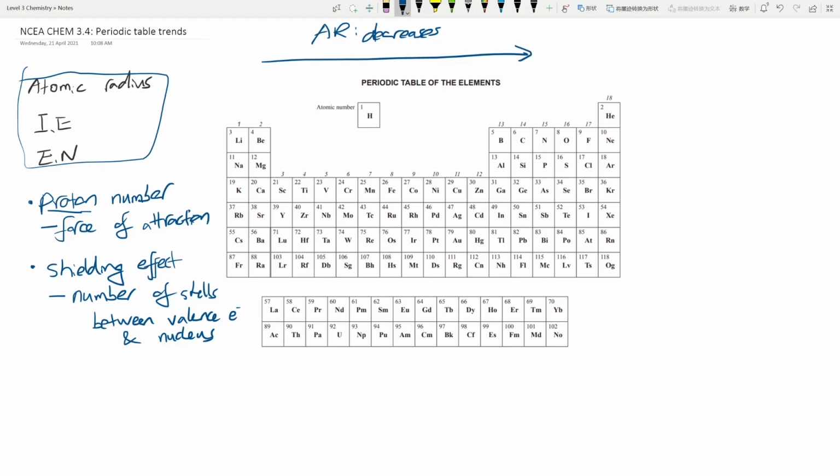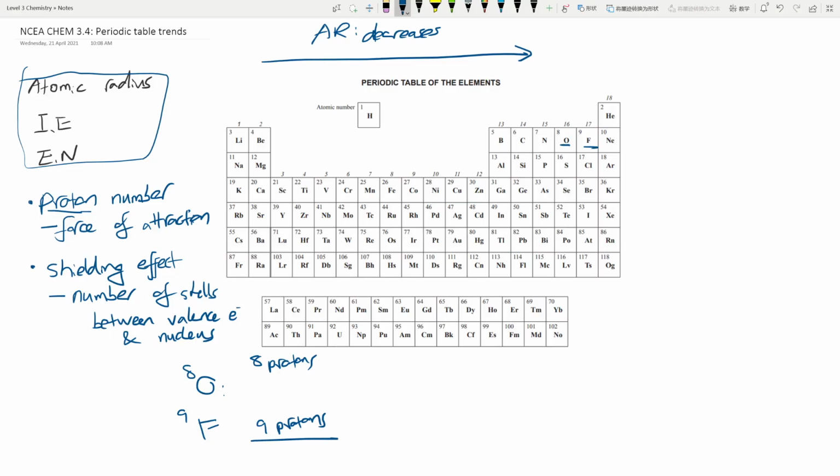Let's look at oxygen and fluorine. So oxygen has 8 electrons, fluorine has 9 electrons. So oxygen has 8 protons. Fluorine has 9 protons. So straight away, before we even consider the other things, fluorine has got a stronger nucleus. Why? Because they have more protons. That's it. It's as simple as that.